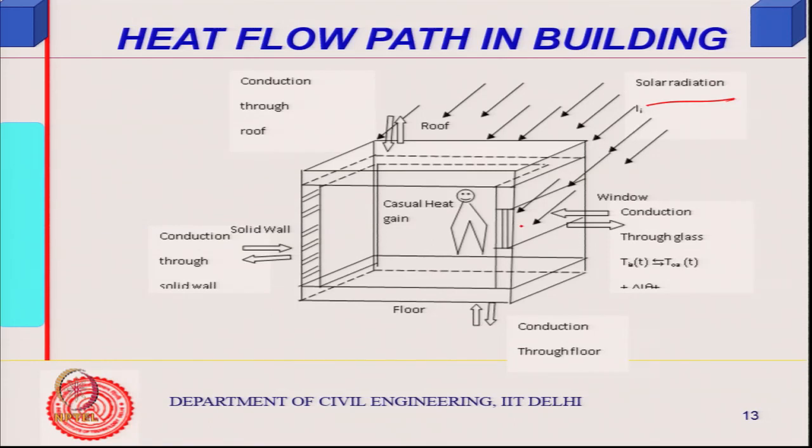This is the window. Through the window there will be a little bit of conduction also, if there is glass, and some heat gain from the human body, we call it casual heat gain. Conduction through the solid wall could go in or outside. Conduction through the roof can also occur, and conduction through the floor, etc. So this gives you a basic idea about the modes of heat transfer.